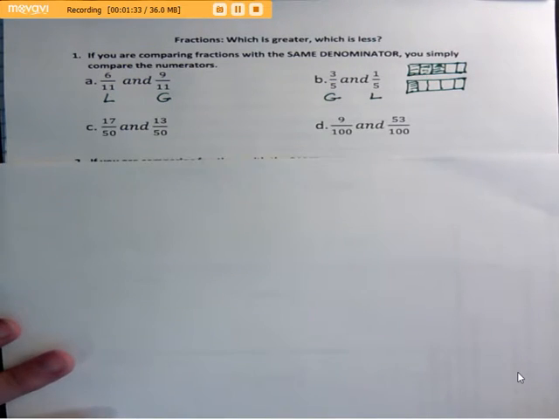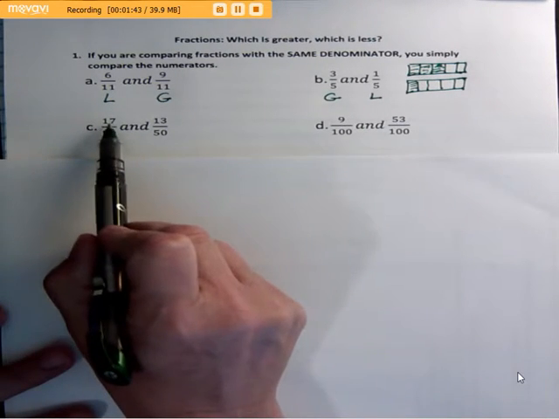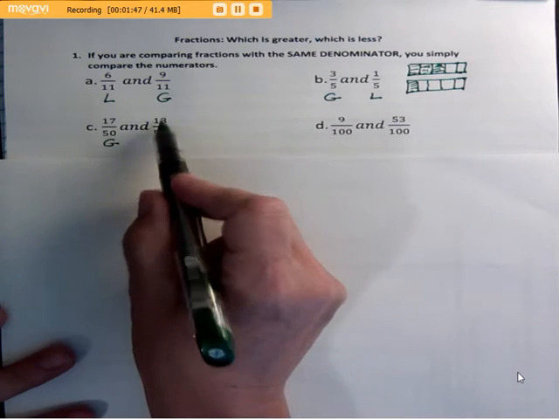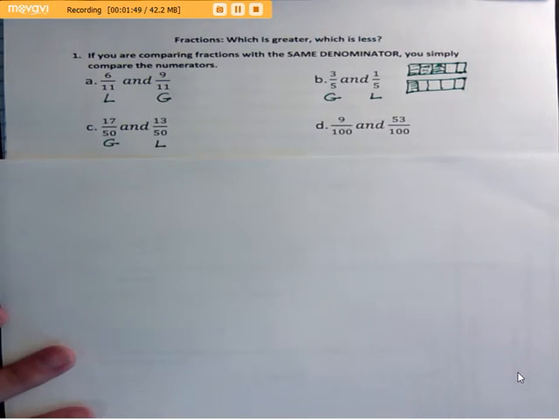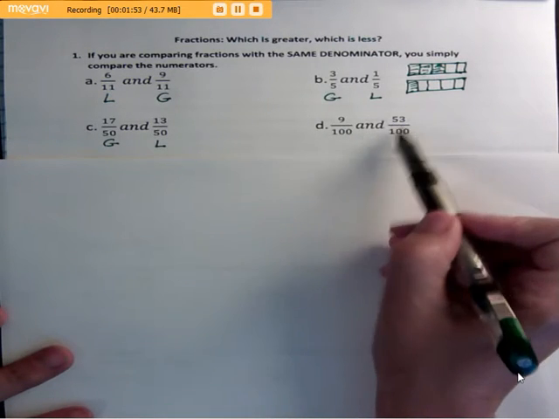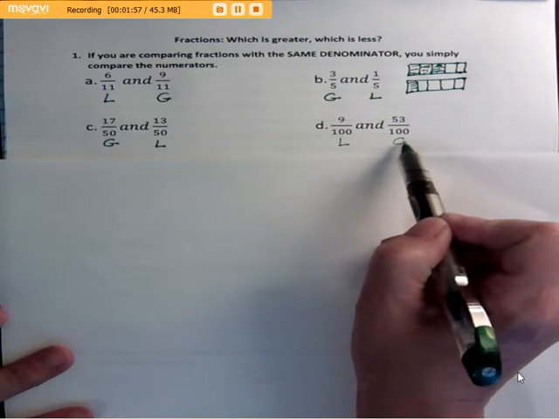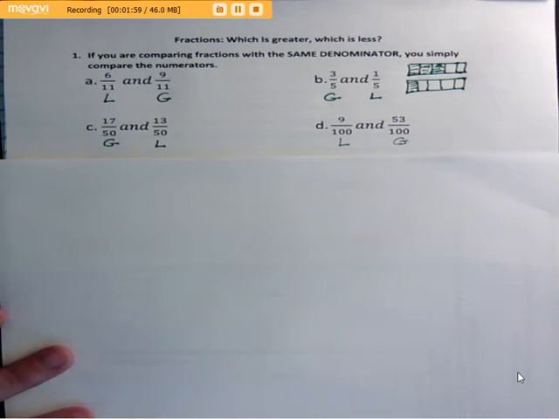So go ahead and do these last two. It doesn't matter how big your denominators get. It's easy if you're just looking at the numerators. Here we have more parts shaded here, so that's greater, and fewer parts shaded here, so that's less. And over here we have fewer parts shaded than this one, so that's less and that's greater. So if you're comparing two fractions with the same denominator, look at the numerators.